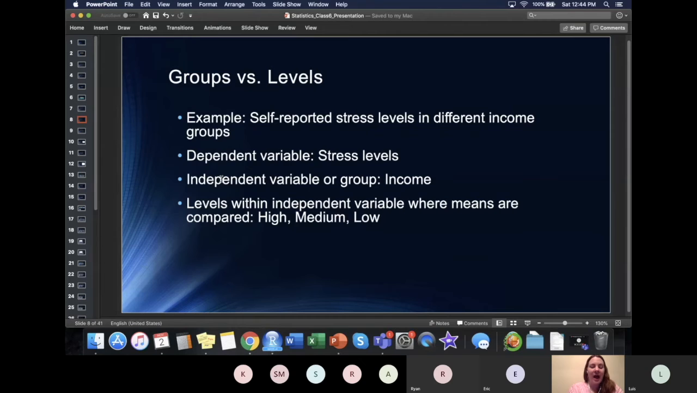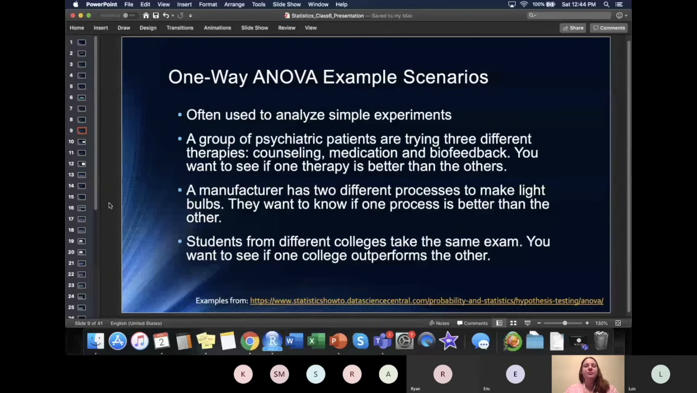So we would look at the mean stress level of high income, the mean of medium income, and the mean of low income when looking at those particular stress levels. So notice that our independent or predictor variable is a categorical variable, and our dependent variable is numeric. A couple more examples, and then I'll go back and try to explain once you have those examples.